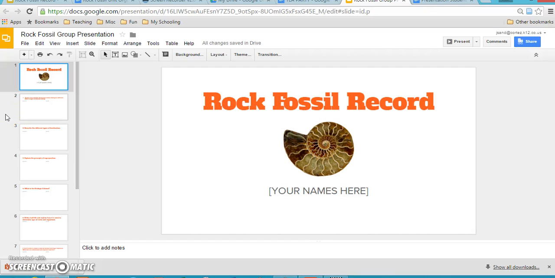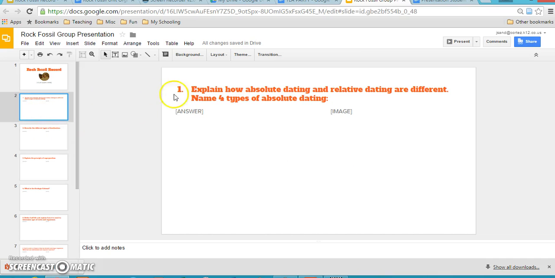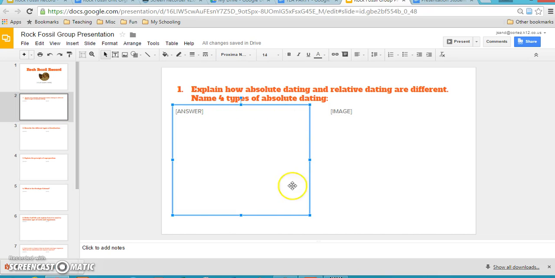All right, so you have started looking at the rock fossil group presentation that you'll be working on with a partner. And you'll have noticed that you have 9 slides. For each slide, you have a topic up at the top that you will be responsible for explaining. And in this square where it says answer, okay? And so what I want to do in this video is talk about what are the expectations around your writing that I want to see go in this square.